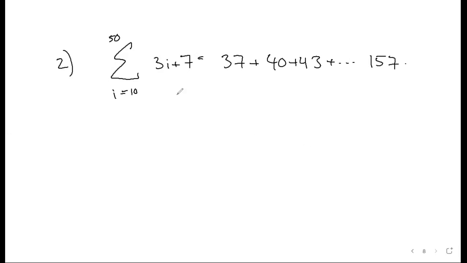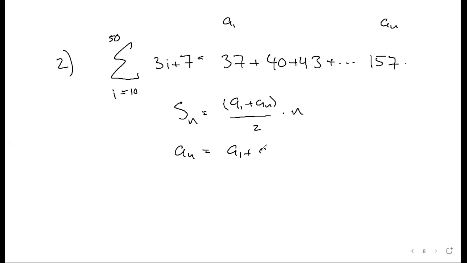So I know that S sub n is a sub 1 plus a sub n, all over 2, times n. I know what a sub 1 is, and I know what my a sub n is, but I don't know what n is. So I need to figure that out. I know that a sub n is a sub 1 plus d times n minus 1. Hopefully you can tell that d is 3. So a sub n is equal to 37 plus 3 times n minus 1. My a sub n is 157, so that's how I'll find what n is.